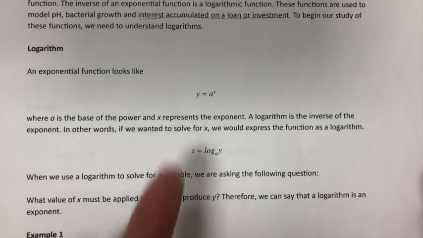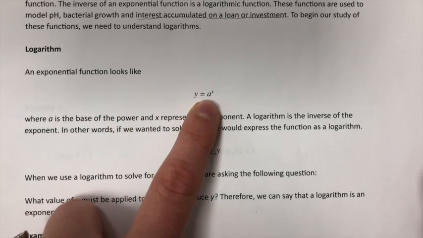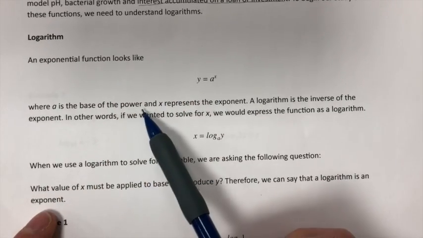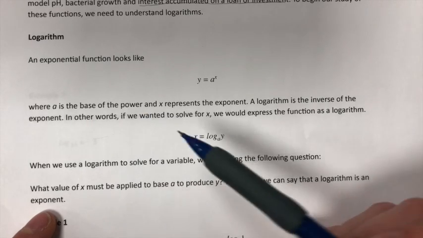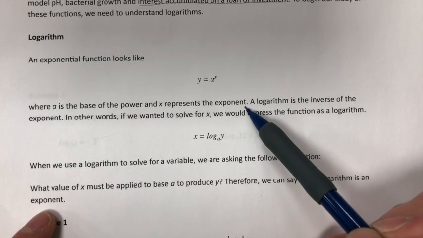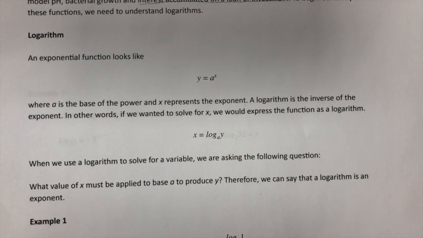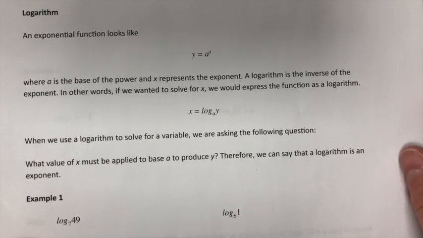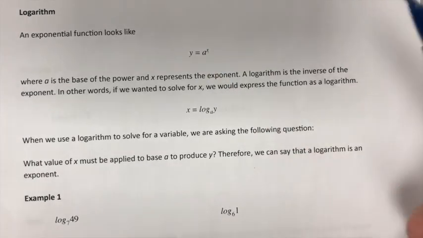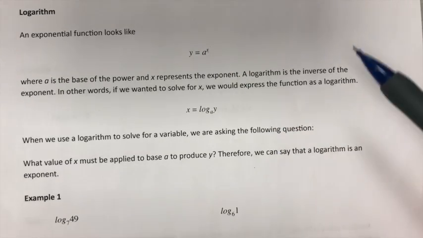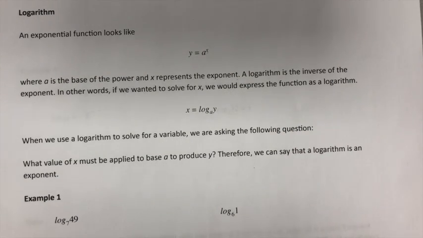An exponential function looks like y equals a to the x. So a is the base of the power, and that's generally a number, and x represents the exponent. That's what's changing. That's what our variable is. A logarithm is the inverse of the exponent. In other words, if we wanted to solve for x, to isolate it, we would express the function as a logarithm.